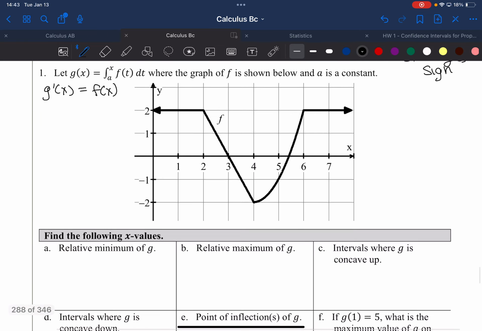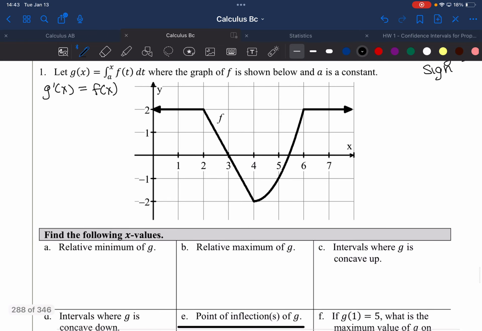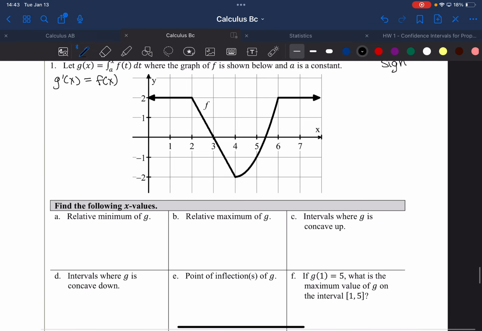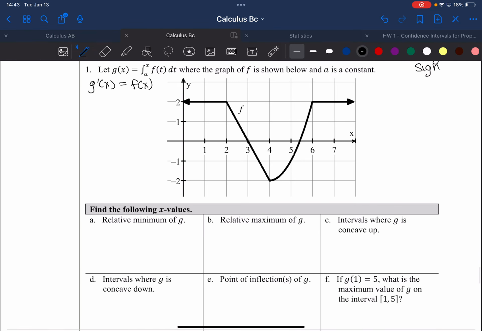For these type of questions, they're going to have you answer each of the following. So these ones have multiple parts. So using the equation and the graph, we're going to answer the following. It says find the following x values. So A says the relative minimum of g. So the relative minimum of g. We know relative minimum is when the function changes signs from negative to positive. So what x value would that be on the graph?